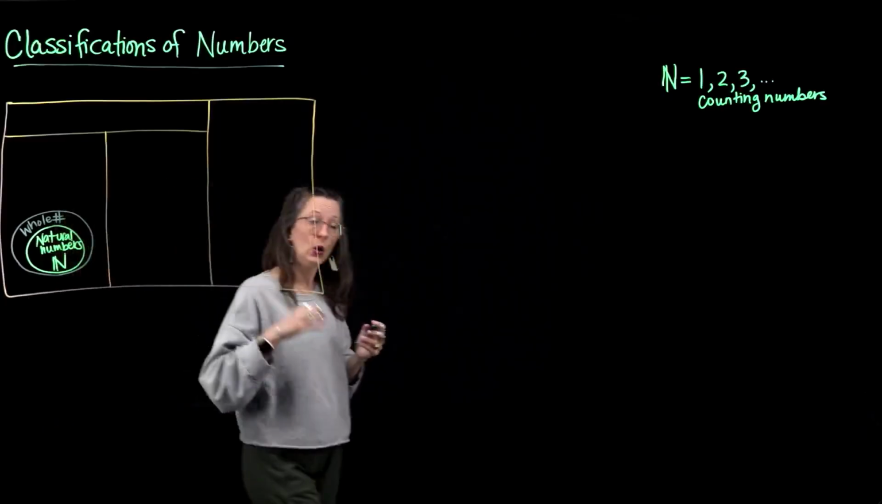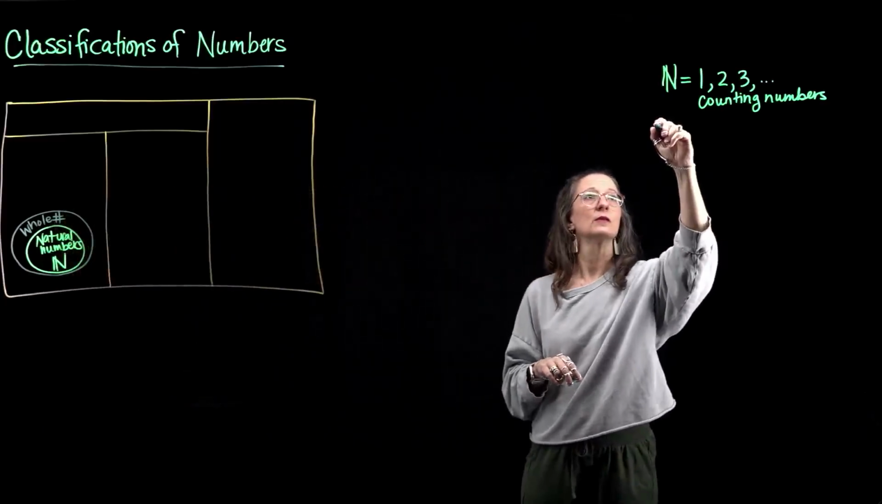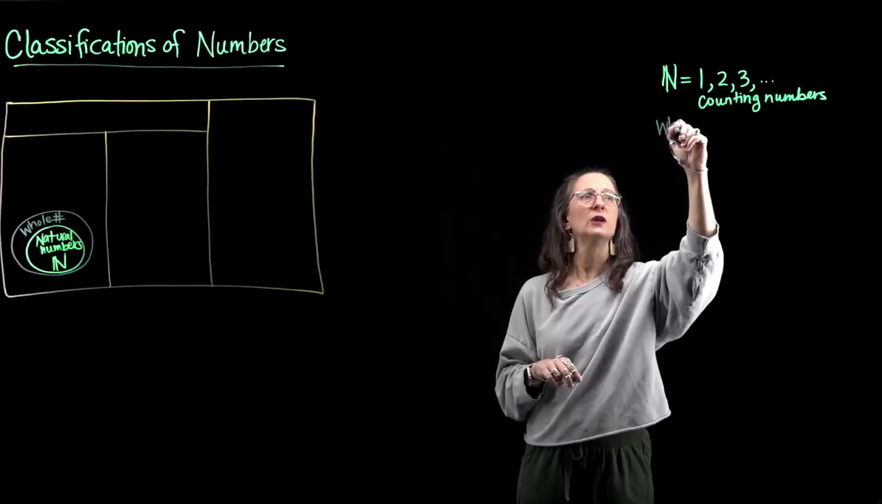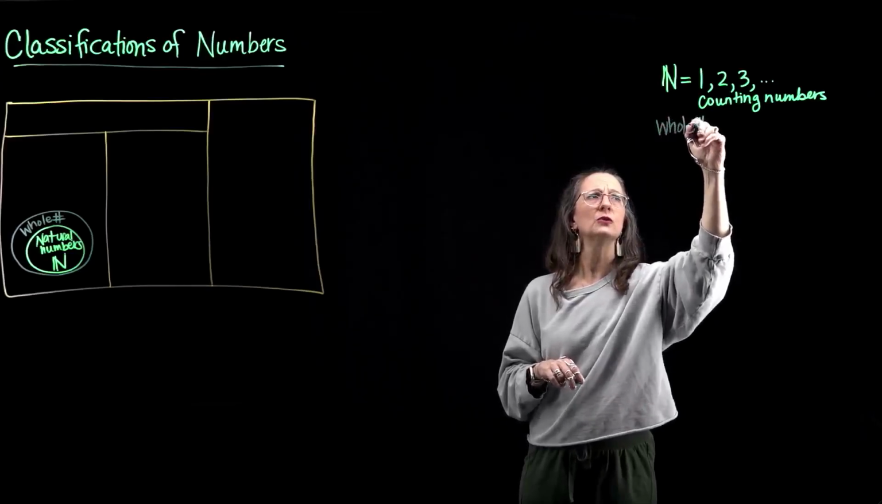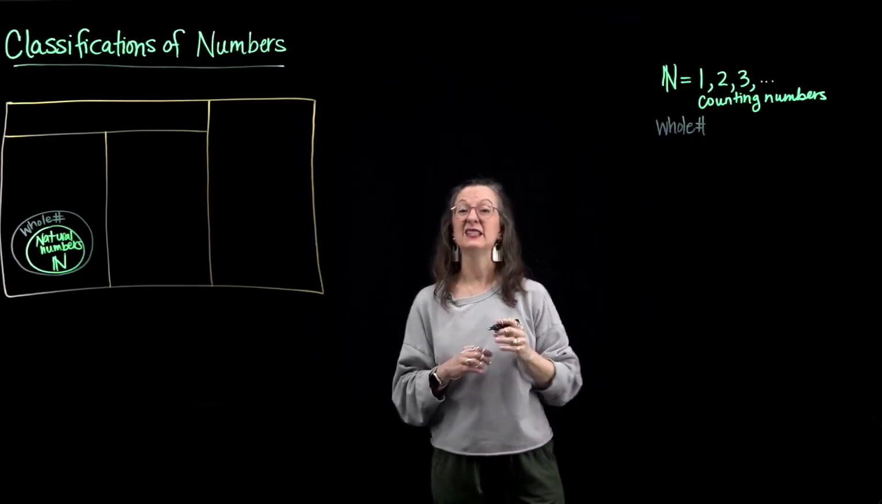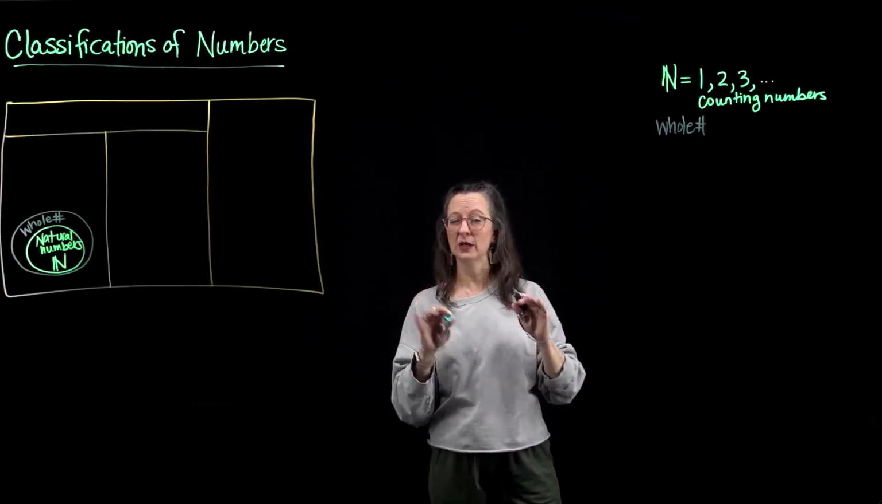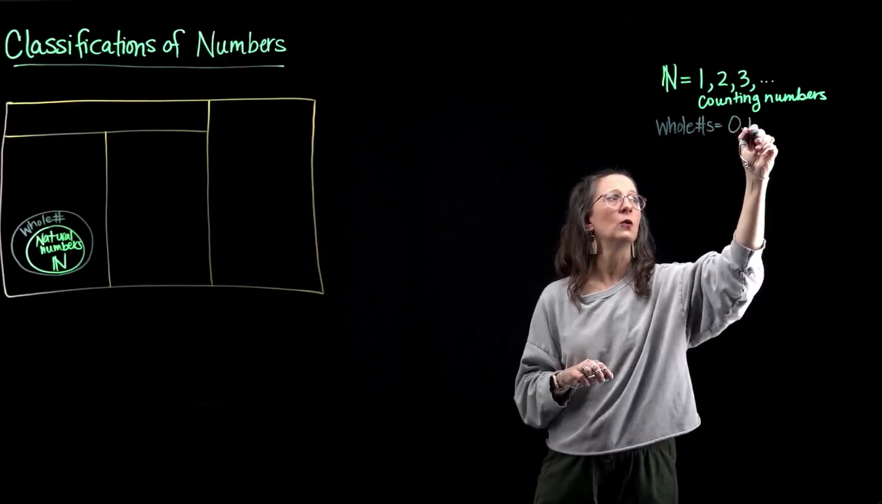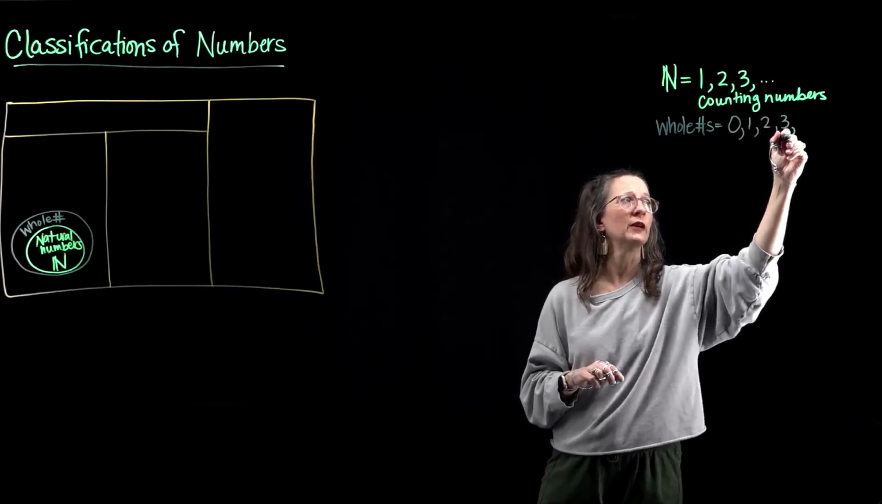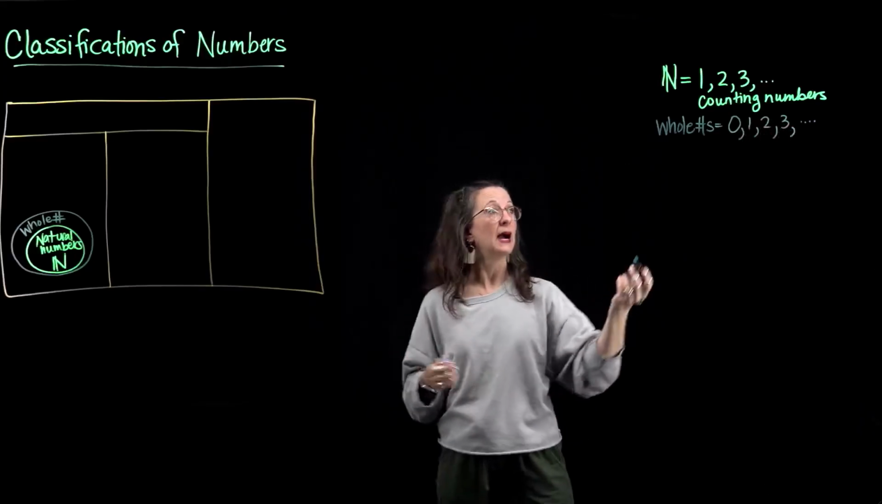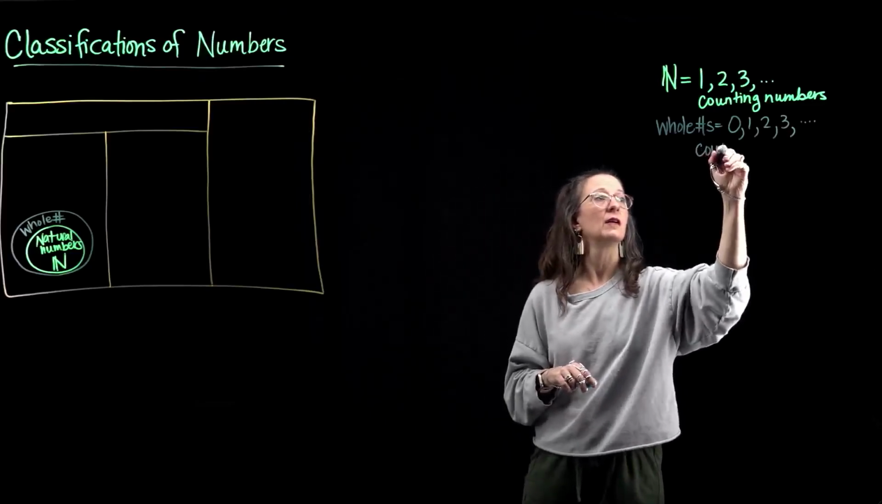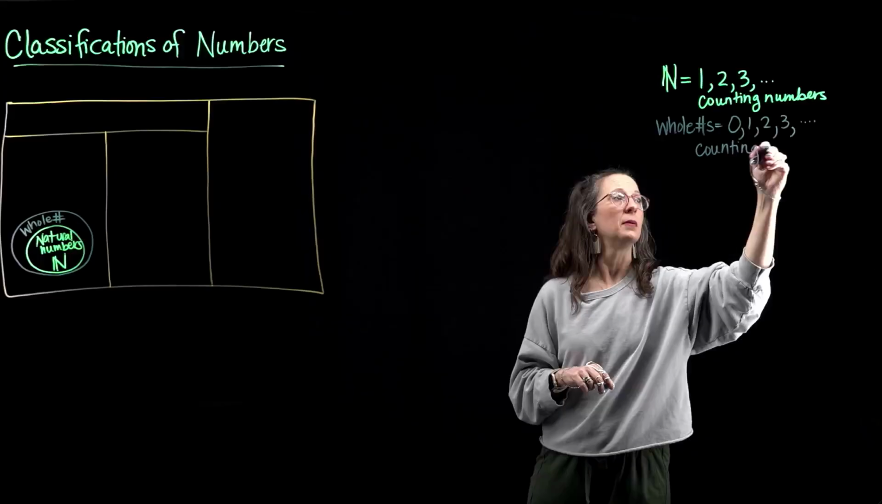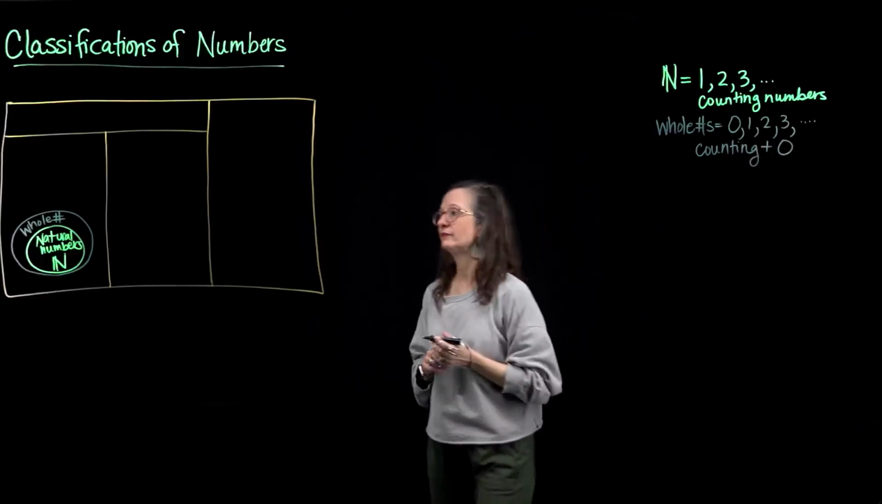Okay? My whole numbers, and we don't usually use the fancy descriptor letter for that, so I'm not going to put that up here. My whole numbers, this would be 0, 1, 2, 3, and so on. My counting plus 0. All right?